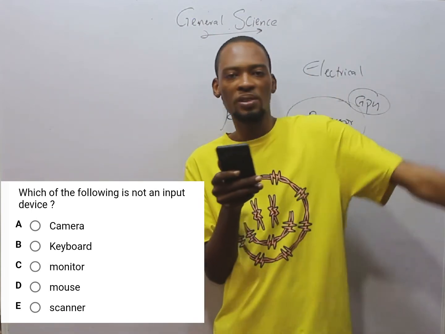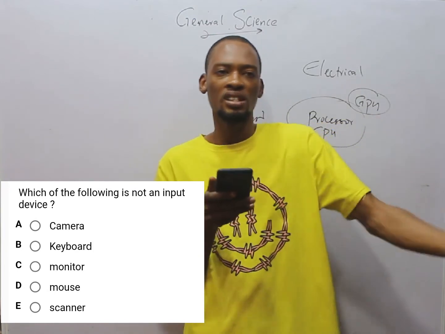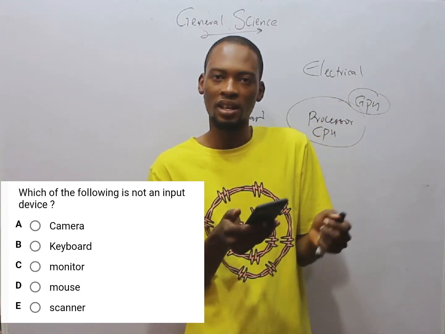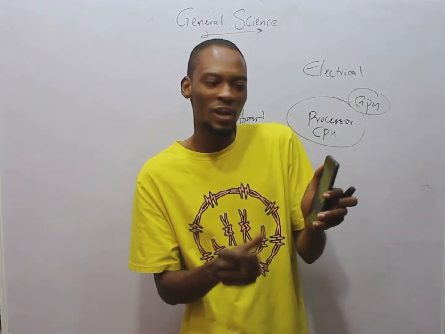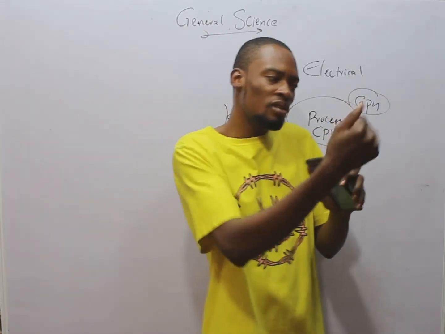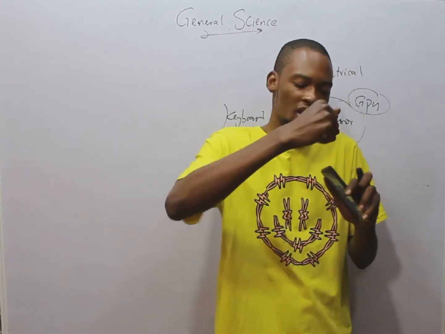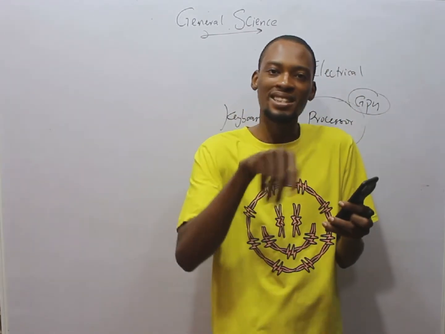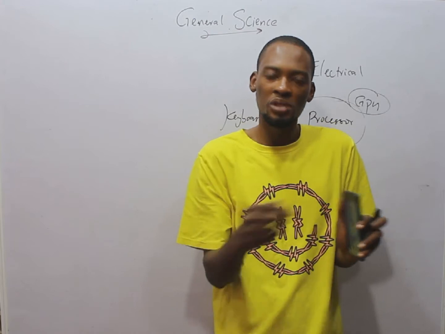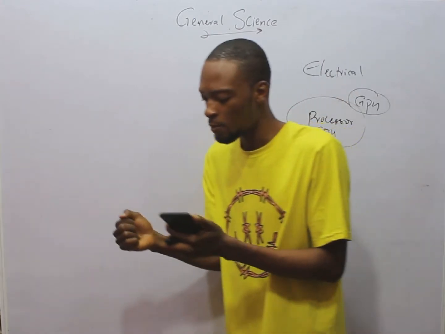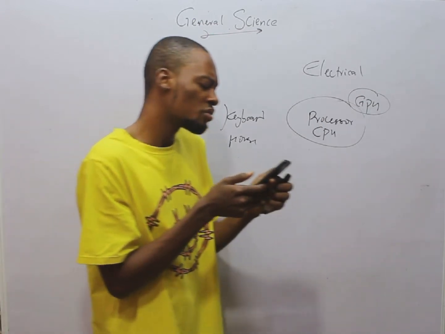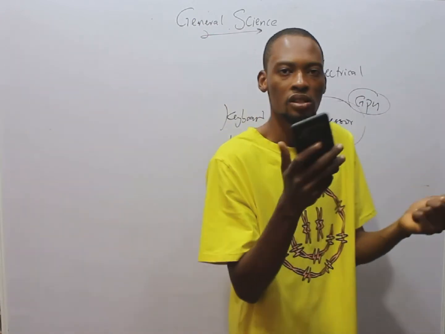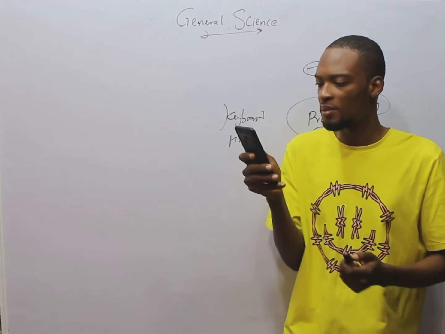You see the pictures in the environment, you are inputting them into your phone. That is the camera. Remember, when you are using the camera, what you see on the screen is not the camera, that is the display. The camera collects the information, the pictures around, then the processor processes it, then you see the result on your screen. So the camera itself is an input device. The one that is not an input device here is simply the monitor. Monitor is the screen. It is an output device.